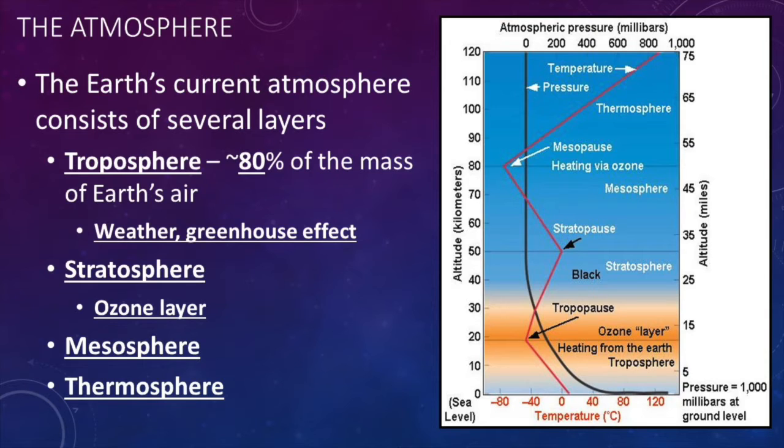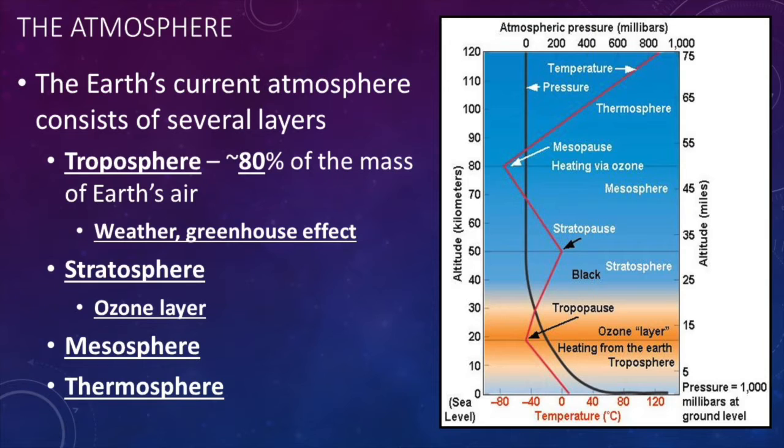Next, we have the stratosphere. This is the layer in which the protective ozone layer is located. Remember, this layer is like a natural sunscreen for Earth. The ozone molecules help absorb about 95% of the harmful UV radiation before it hits the Earth's surface. That's not all, but 95%.